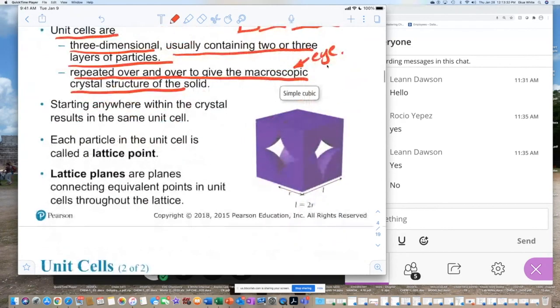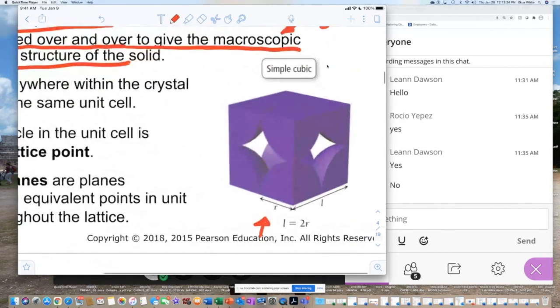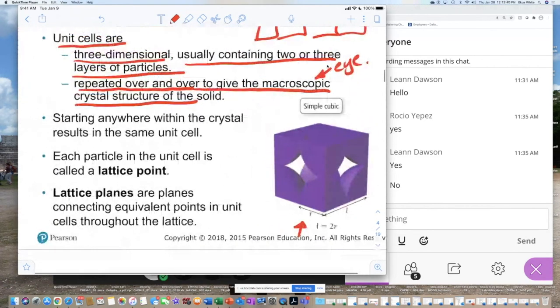So here's an example of a unit cell. You can see it's a cube, and it shows you at least 2 layers of atoms. We'll study that in a second. It says here, starting anywhere within the crystal results in the same unit cell. So your goal is to find a pattern or an arrangement of atoms that you can take out, where if you stack these over and over again, you get the whole macroscopic view. We're told here each particle in the unit cell is called a lattice point. At this point, you just want to be familiar with these words.